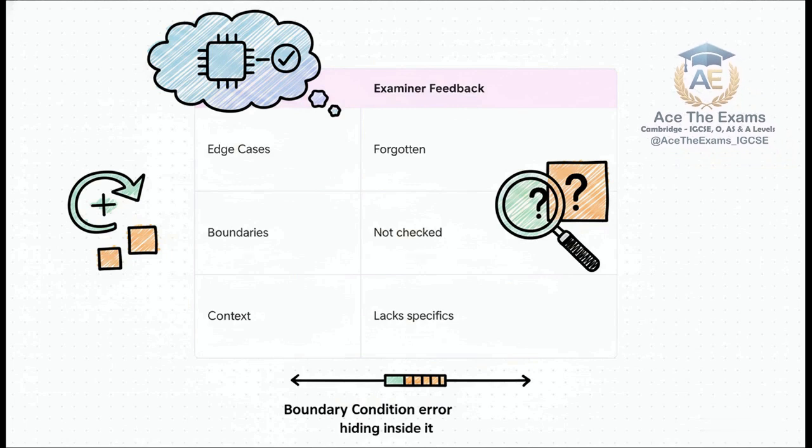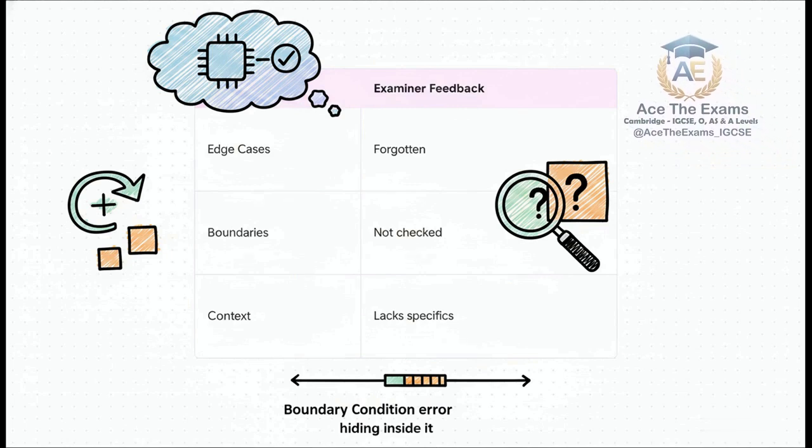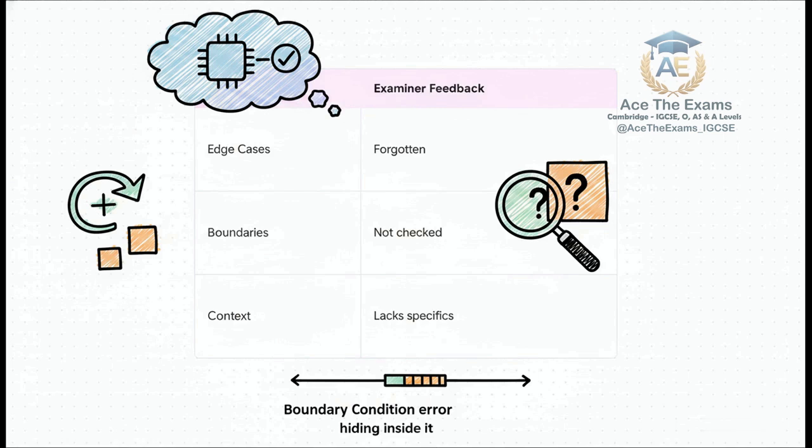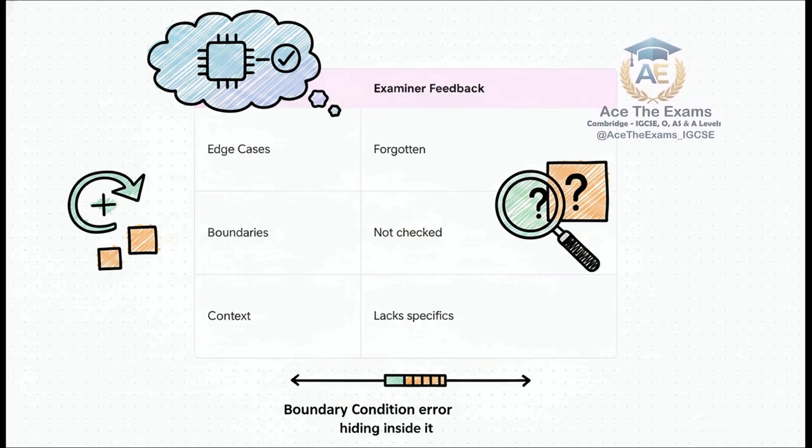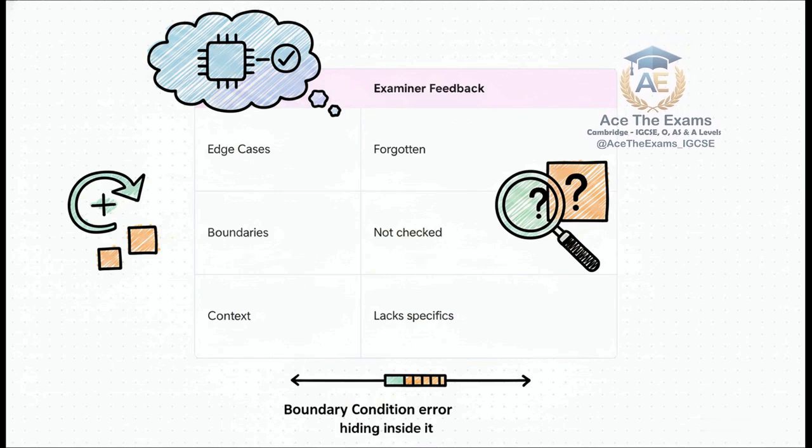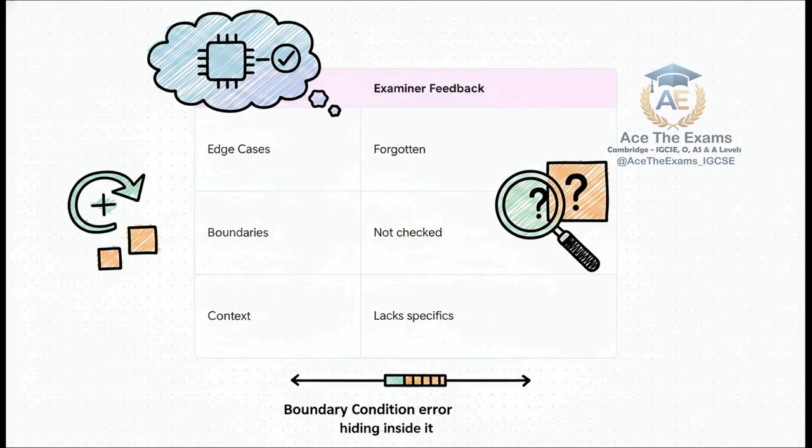What's the core issue? Mistake number 1, forgetting to check for overflow and edge cases, throwing away incredibly easy marks. Mistake number 2, failing to check boundary conditions during execution. And mistake number 3, which is the massive trend we've been talking about, giving answers that lack the specific context given in the question. Think about how this ties into IDE presentation features.